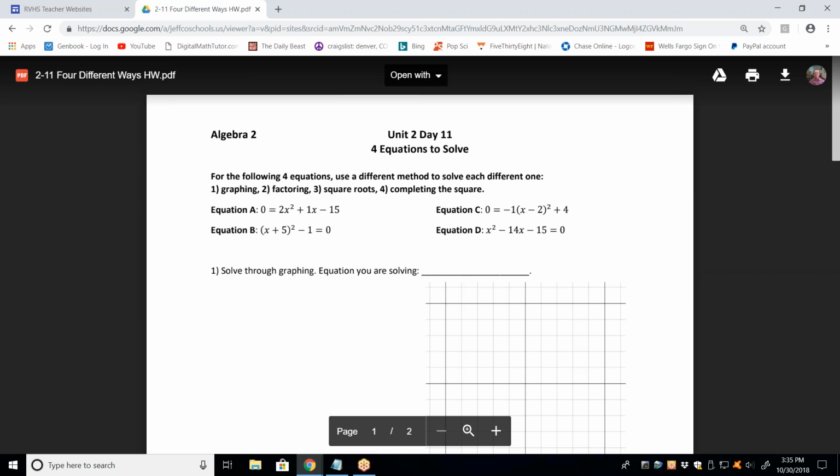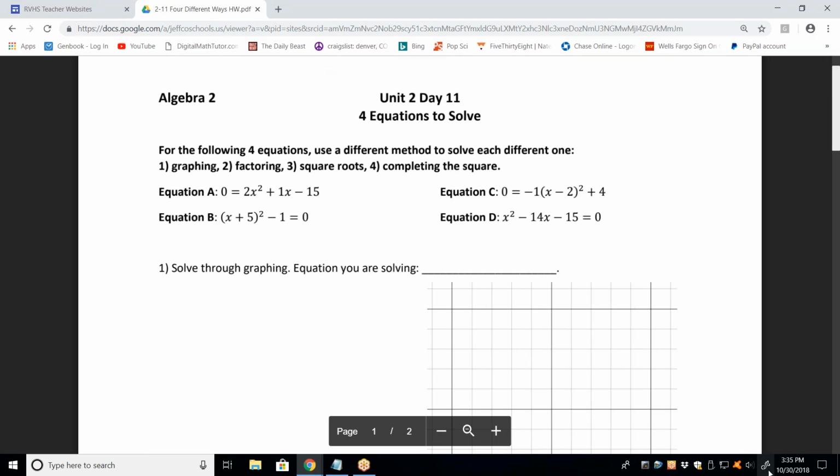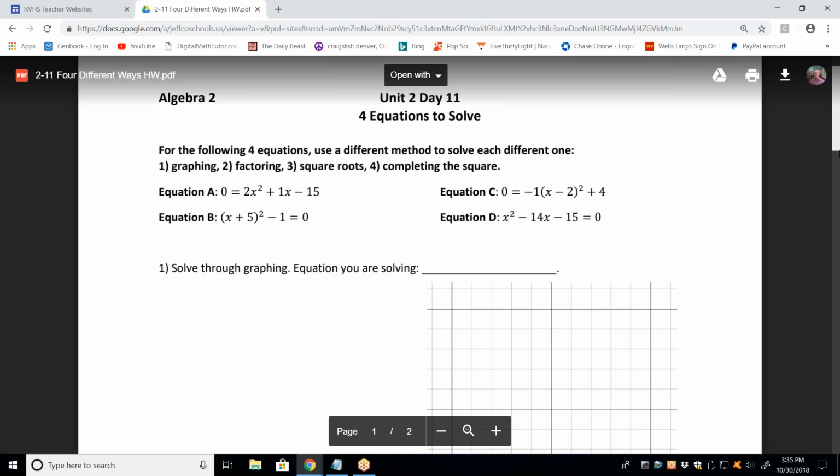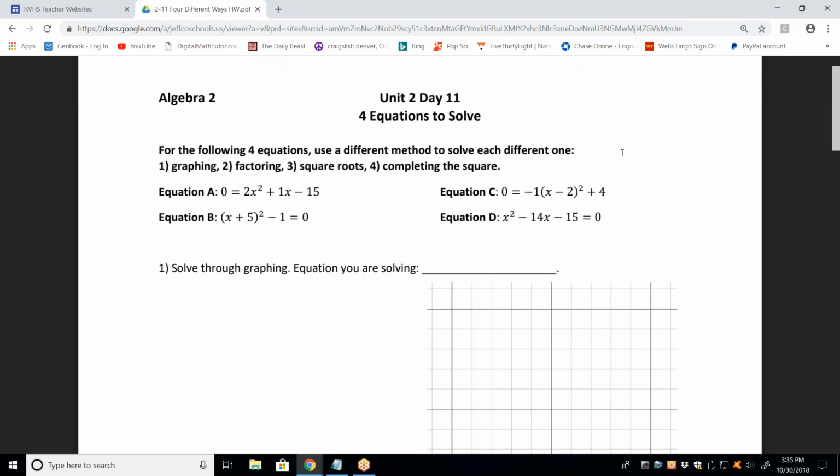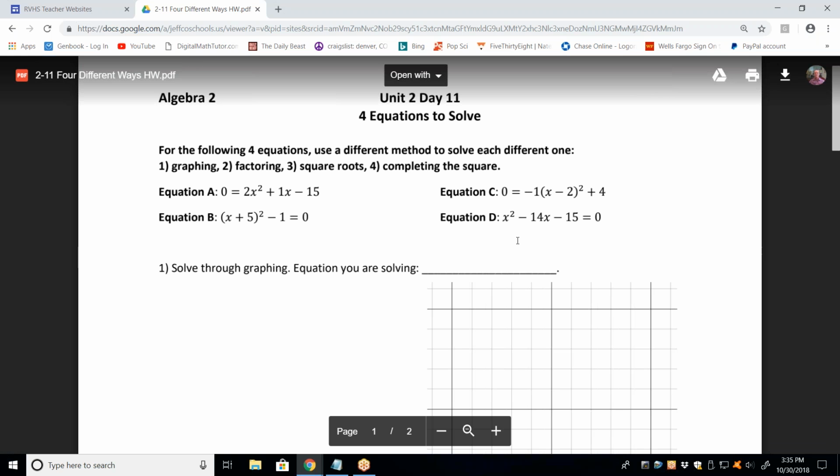I'm sure we've done this sheet before, but, actually, no, we haven't done this. I do not recognize this. I like what I'm looking at here. Okay, so for the following equations, use a different method to solve each different one. You have 4 methods, 4 equations.